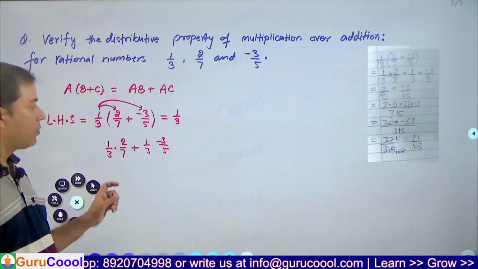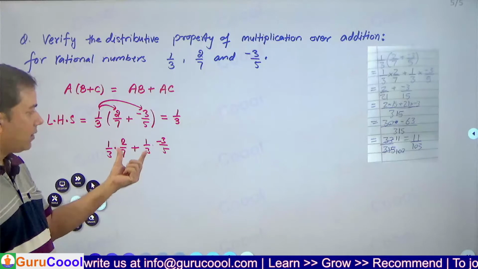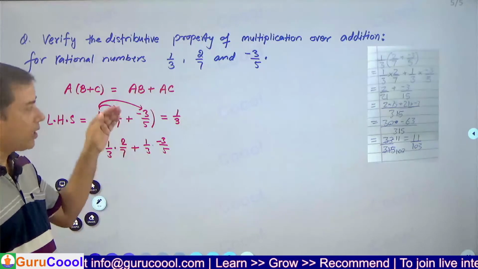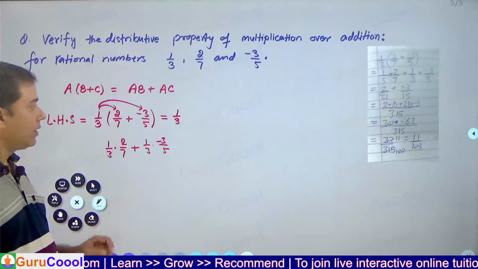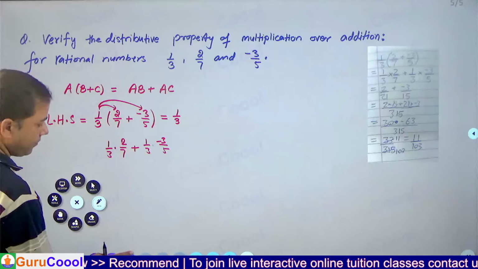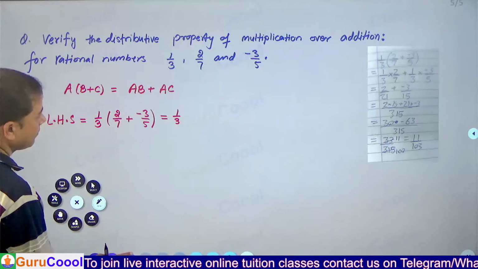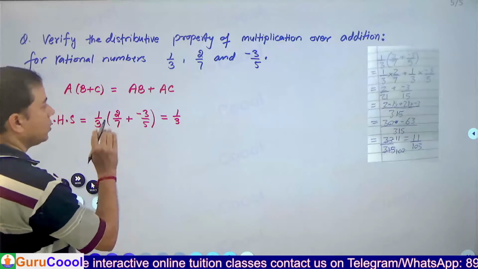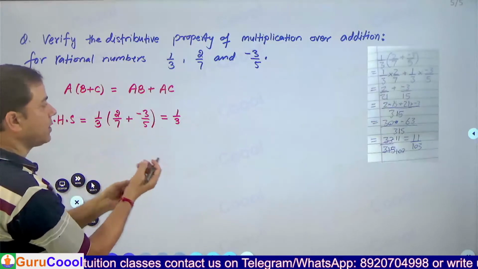You don't have to apply. If you are writing this in the next step, that means you are applying the property. It is not about application, it is about verification. So don't apply. Well, so we will calculate as it is. Whatever is written, we will calculate in the same manner.